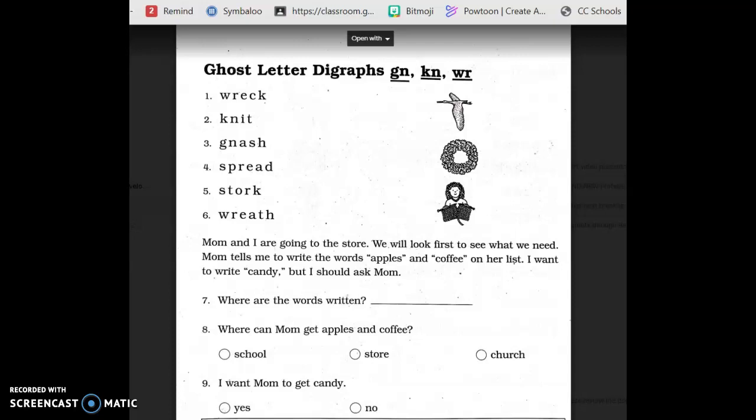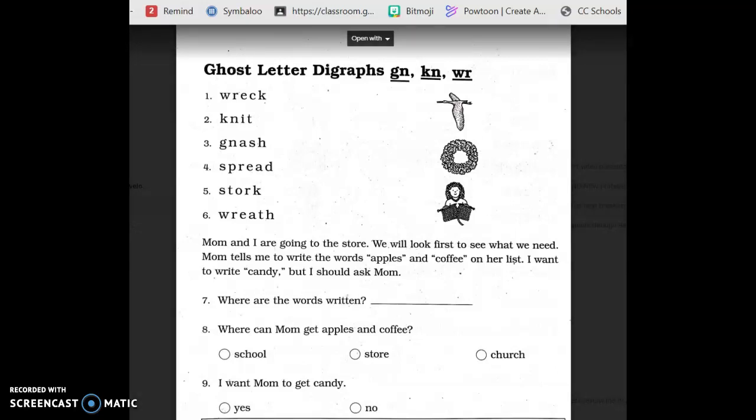Hi everyone. All right, so we're going to go over our homework sheet 56 that goes with the lesson Ghost Letter Digraphs GN, KN, and WR. So we're going to go over these words and decide how to code them and then read the quick story. All right, so let's look at our words.